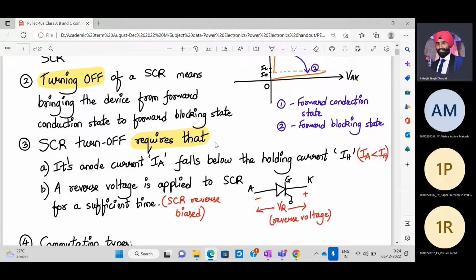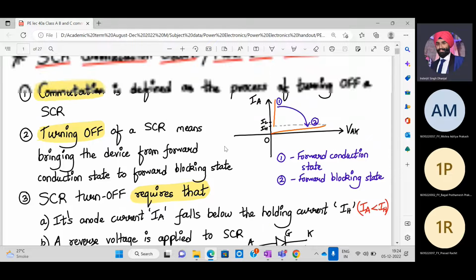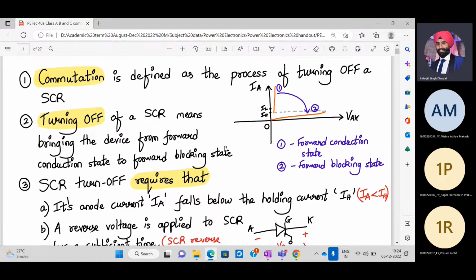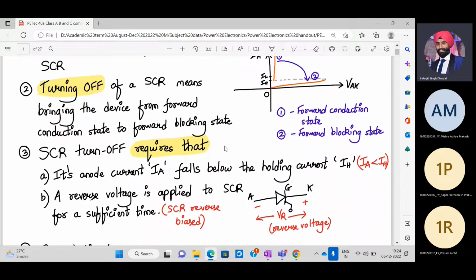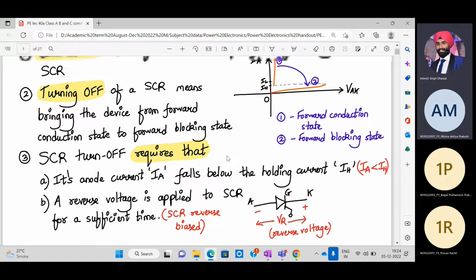So what are the two techniques? Anode current falling below the holding current, and second, reverse voltage appearing across the SCR anode and cathode terminals. Is this point clear to you? Let me know immediately. You have understood what commutation means, how to turn off an SCR, and what the two techniques are. Can I proceed? Yes, sir.